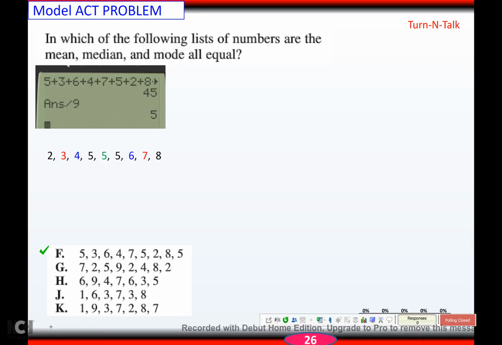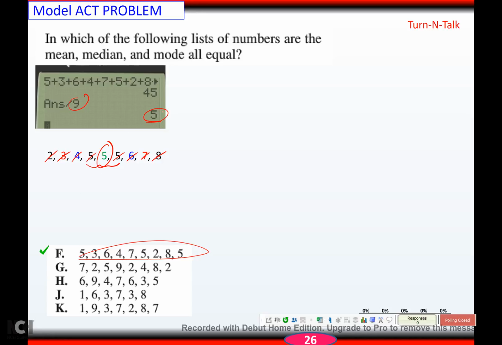Okay, so I found the mean. I added them all up and divided by how many there were, which were 9, so I got 5. Next thing I did was the median. So I put them in order from smallest to biggest. And then my median is 5. And then there's 3 5s, so obviously my mode is 5.